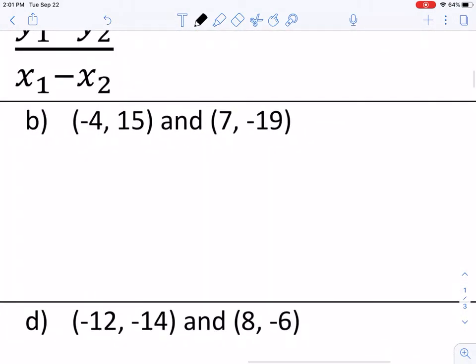Okay, again, same idea. I'm going to call this x1, y1, x2, y2. Now I'm going to do the other direction. So my y's still always go on top. I'm going to do y1 first. So 15 minus my y2, which is negative 19.